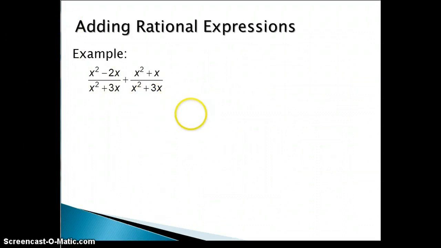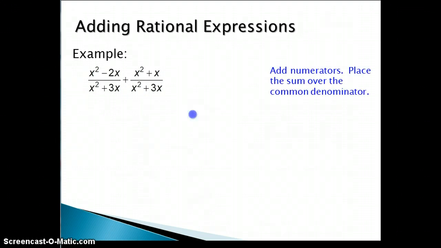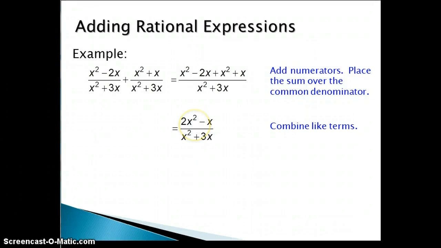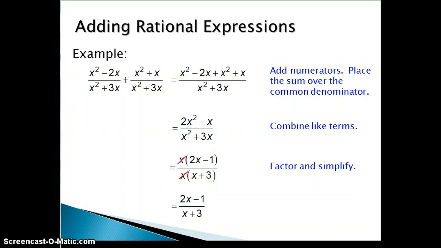Here the common denominators are x squared plus 3x. So we start by adding the numerators and placing that sum over the common denominator. When we combine like terms in the numerator, we get 2x squared minus x. And now we want to see if we can simplify. So we factor the numerator and the denominator completely. And notice we do have a common factor of x in the top and the bottom that we can cancel, which leaves us with 2x minus 1 over x plus 3.